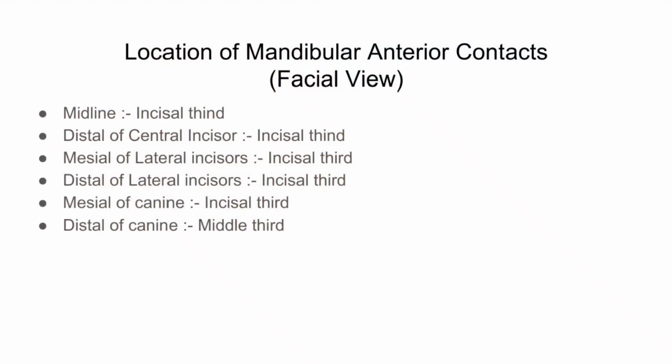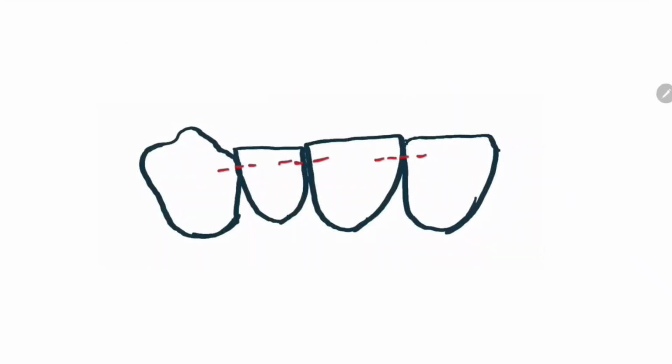Now next is the location of mandibular anterior contact areas from the facial aspect. So in this image we have our mandibular central incisor. This one is the central incisor, then lateral incisor and canine. So between these two mandibular central incisors, it means in the midline, it is present over the incisal one third, and again between central incisor and lateral incisor, it is present in the incisal one third. Same for lateral incisor and canine. So it is easy to recall your mandibular anterior teeth contact areas, right?